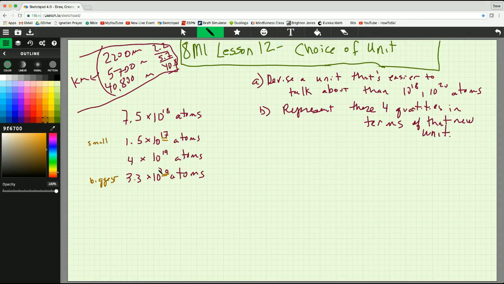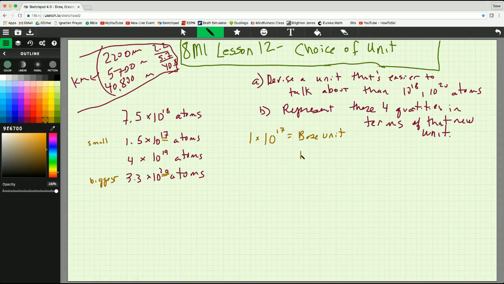But in this case, we don't have a tie. So now watch what happens. I'm going to say that a good unit to talk about will be 10 to the 17th. And the question says make it a power of 10. So 1 times 10 to the 17th is going to be our base unit.